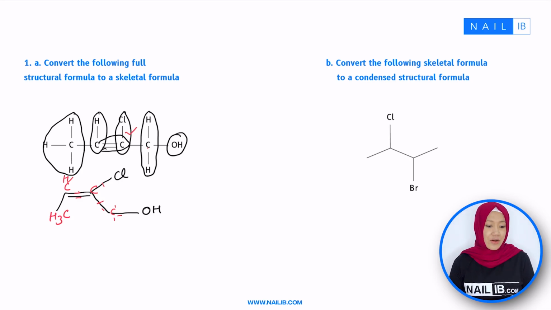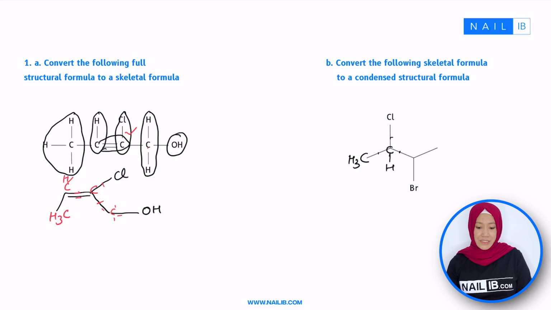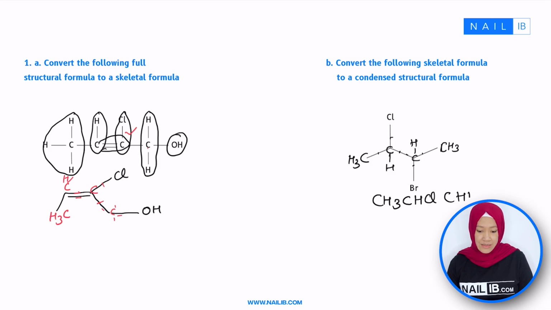Convert the following skeletal formula to a condensed structural formula. So this is the opposite. Here is CH3, and we've got C right here. Only 3 bonds, 1, 2, 3, so we've got 1 H right here. And this one also 1, 2, 3, so we've got H right here. And this one would be CH3. So the condensed structural formula would be CH3, CHCl, CHBr, and CH3. So this is the condensed structural formula without bonds.